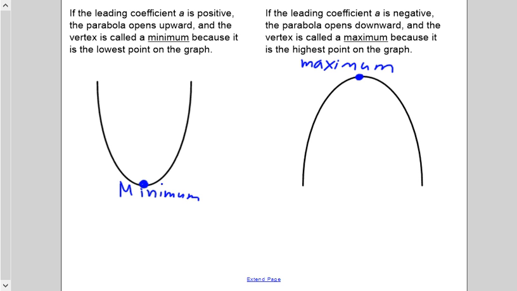So in just a second, we're going to look at some problems, and we're going to look at these leading coefficients. And we're trying to figure out if the graph that we have would open upward or would open downward. And you tell that based on what number is where the A goes.